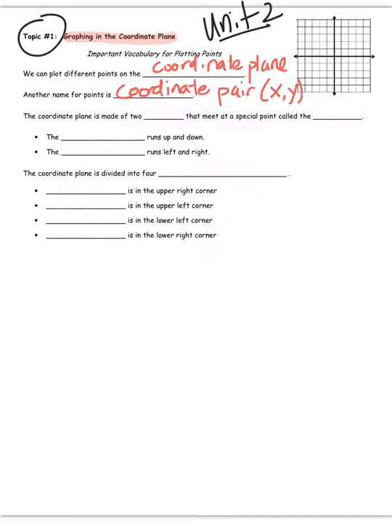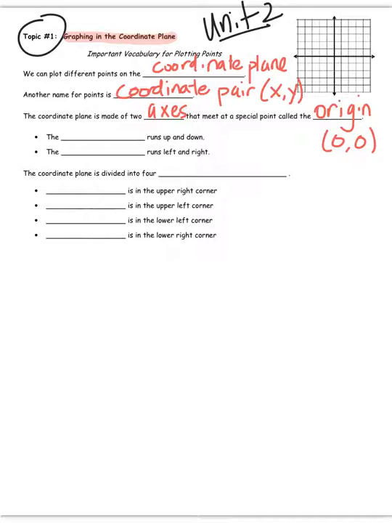Alright, so the coordinate plane right here is made up of two axes, and they meet at a very special point. So let's look at our coordinate plane. Here's one axis, goes up and down. Here's the other that goes left and right. And this right here is the point that they meet. That has a special name. It's called the origin. And the location of the origin is 0, 0, if you want to write that in as well.